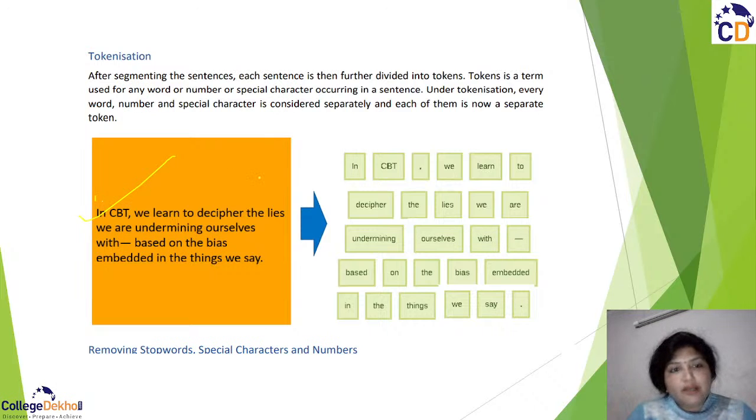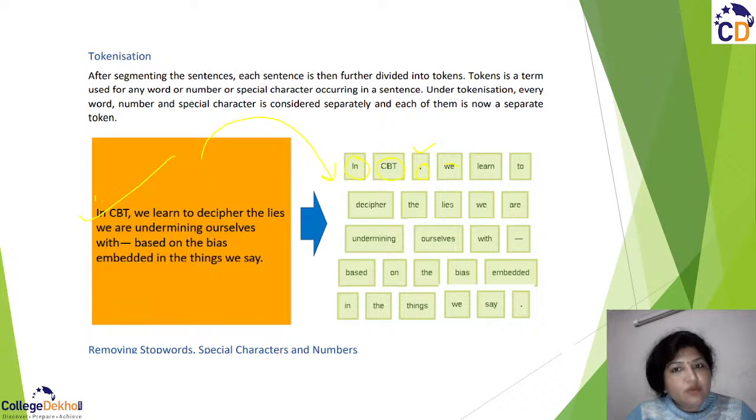So what we have done is convert the sentence into tokens. A single sentence is converted into tokens. So you have taken the first token, then the second token, and the third would be your comma.